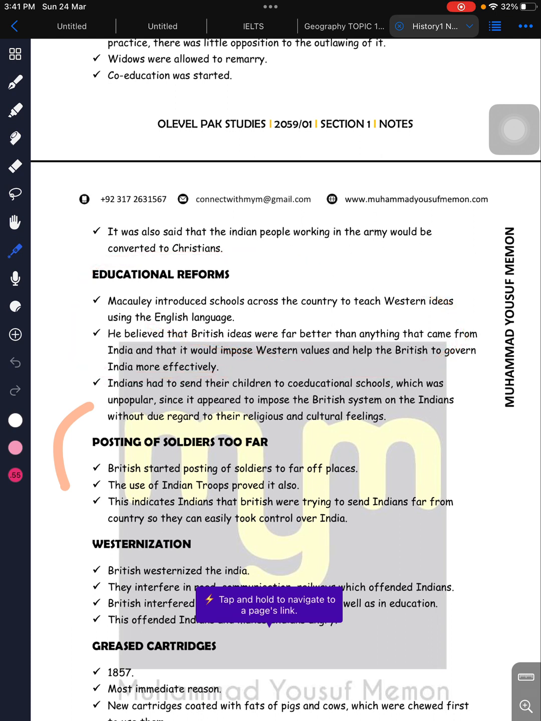Indians had to send their children to these schools, where co-education was practiced. It appeared like the British were imposing all this education on the Indians without thinking about religion, culture, feelings, and anything, right?